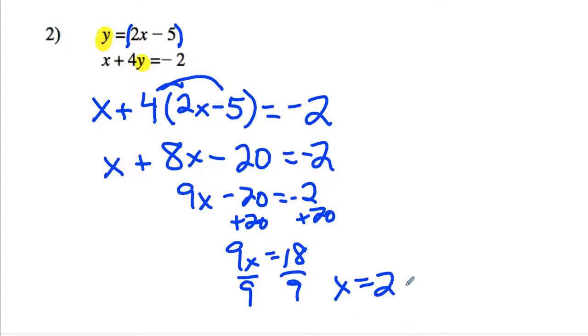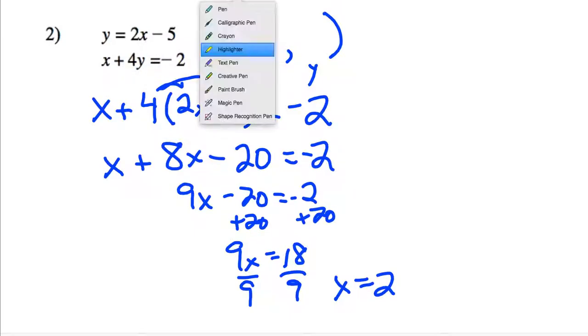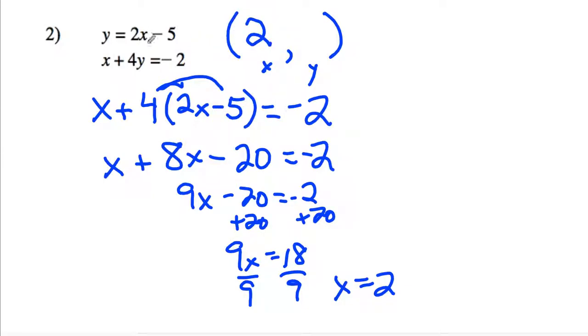So x equals 2. All right, so I need a point. My solution needs to be a point. It needs to be an x and a y value. So I know in this case my x value is 2. I'm going to take that and plug it back in here. Let me erase some of this stuff so we get it out of the way. So if x is 2, I would put a 2 right here.